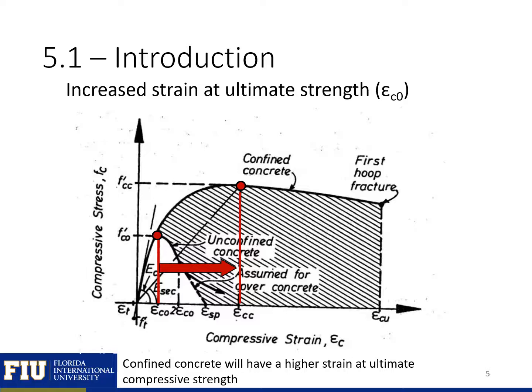Next, we can see that the confined concrete is going to have a higher strain at its ultimate compressive strength. So I highlight the strain at ultimate strength for our unconfined and our confined concrete here. And you can see that our strain at ultimate for our confined concrete is substantially higher than our strain at ultimate for the unconfined concrete. Generally, we'll call the stress at ultimate f'cc, the second c being for confinement, and our strain at ultimate will be epsilon cc.